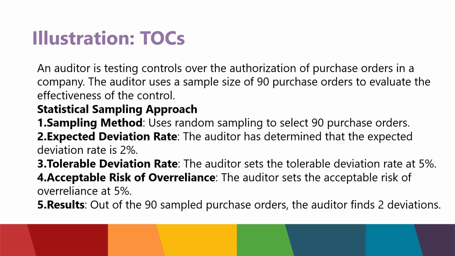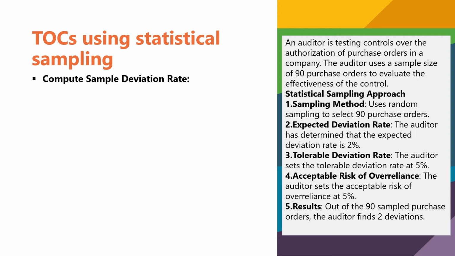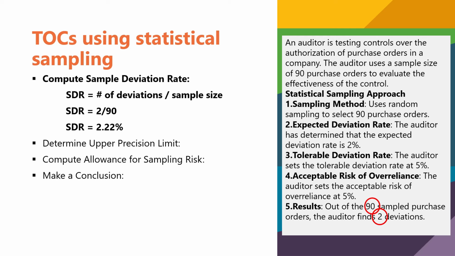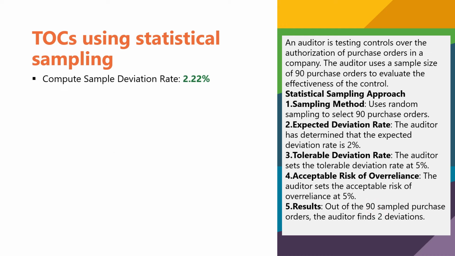Let us now illustrate what our evaluation phase would look like if the auditor is using statistical sampling. So the first thing we have to do is to compute the sample deviation rate. So when we talk about the sample deviation rate, we're referring to the number of deviations found in the sample. Based on our given problem, the number of deviations we have actually found is 2, and the sample size is 90. Therefore, to compute the sample deviation rate, simply 2 over 90, that will give us a sample deviation rate of 2.22%.